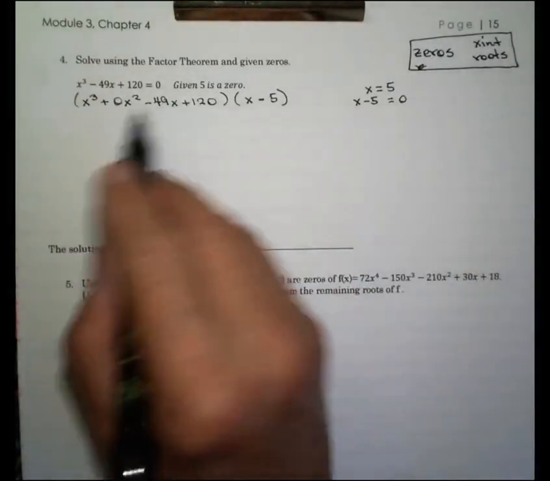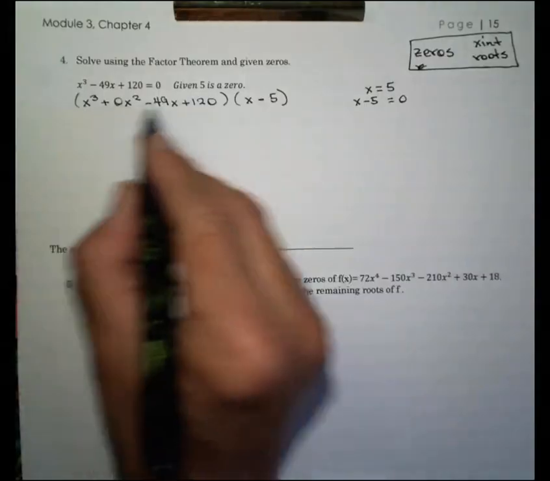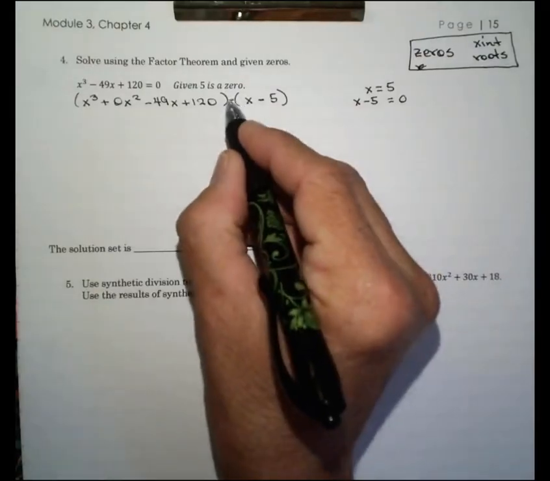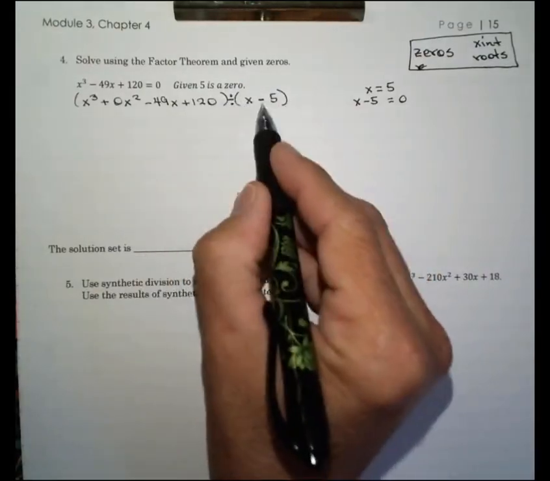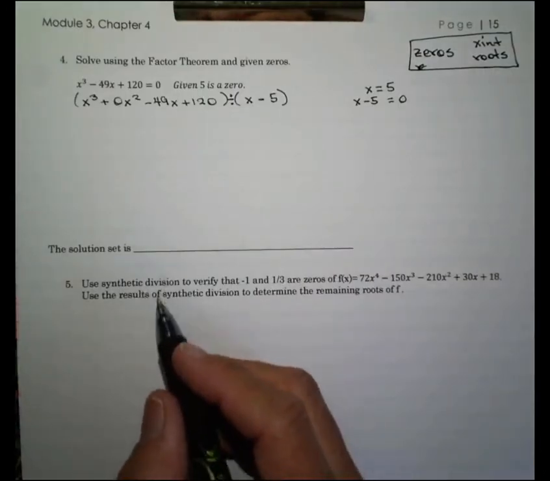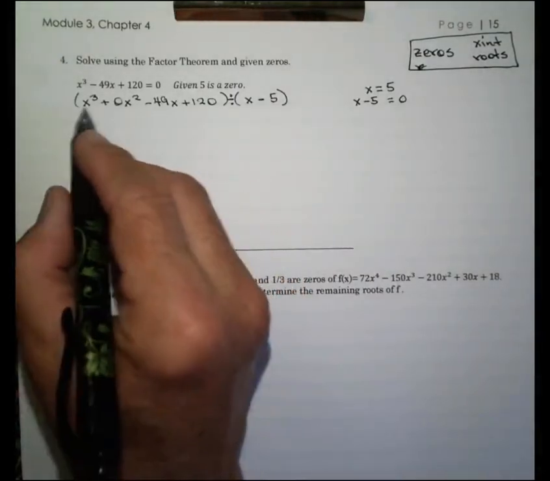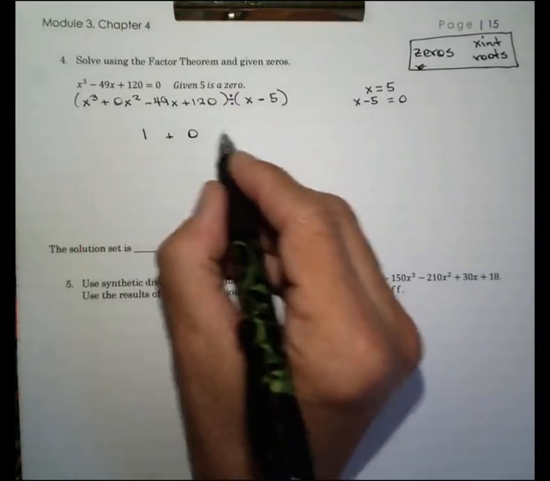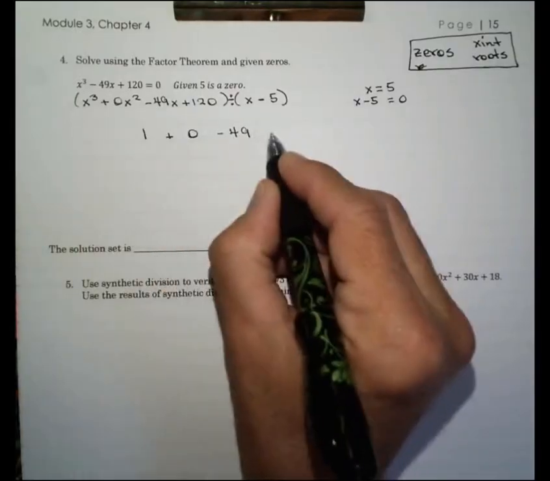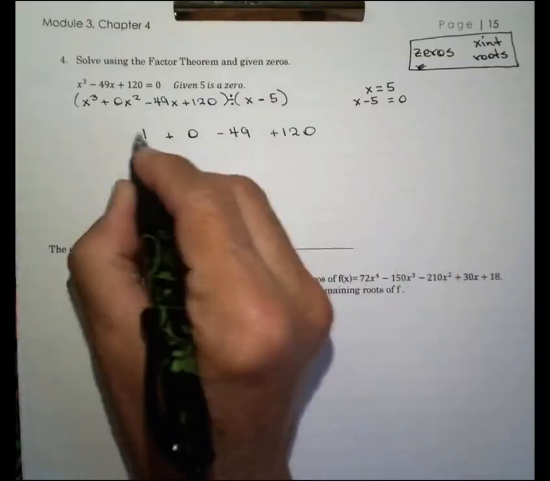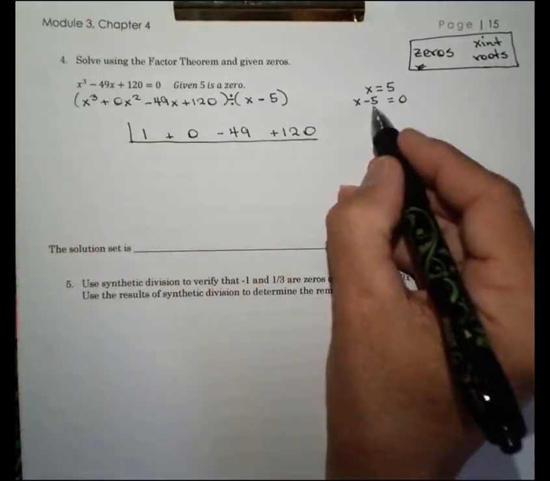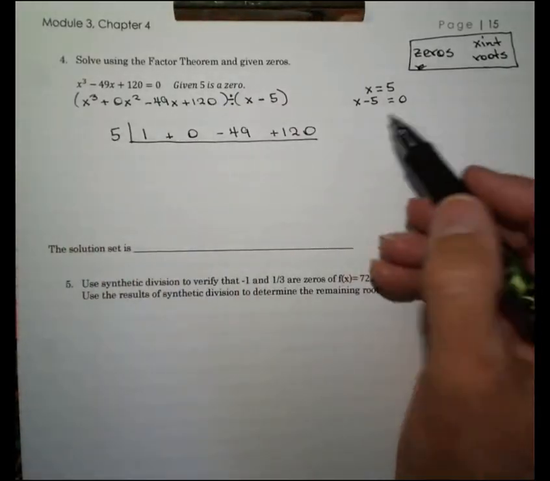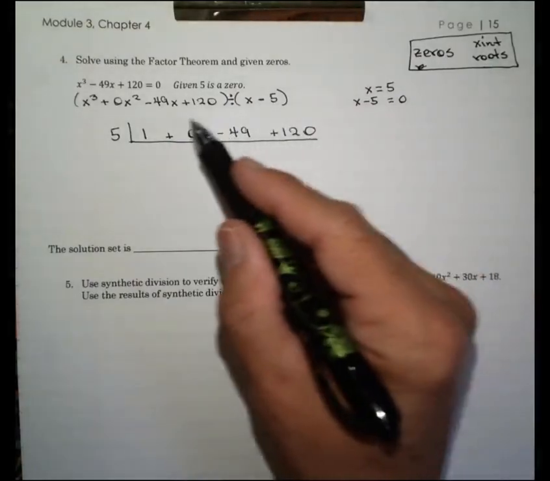So I can use this and divide it out and see what the other factor is. I know that this is going to divide evenly because it's given to me as one of the zeros. So let's do synthetic division with it. I have a coefficient of 1, then 0, minus 49, and plus 120. This first division is going to prove that 5 is a 0, but it's also going to give me the factor that is multiplied times x minus 5 to get this polynomial.